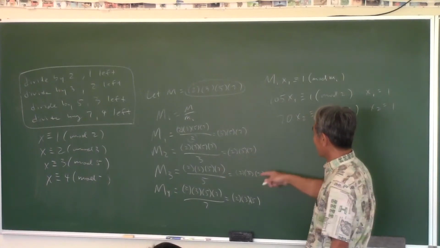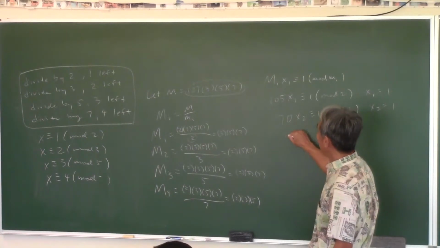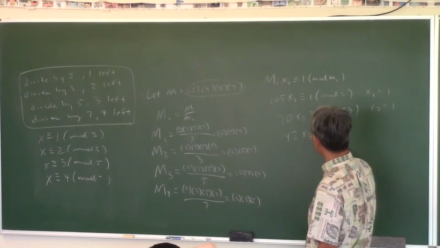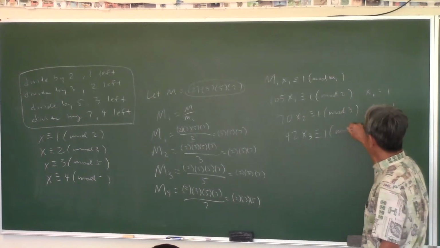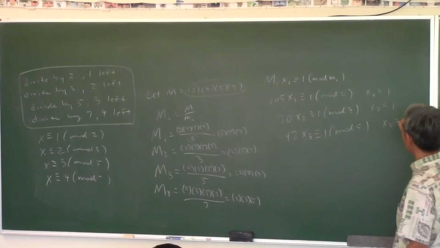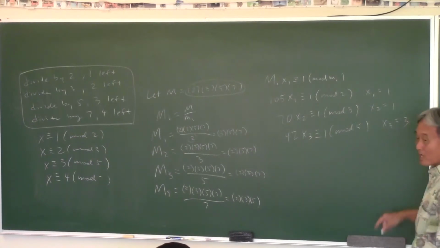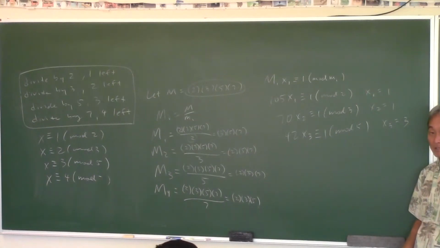M3 is 2 times 3 times 7, which is 42. It's congruent to 1 mod 5. So what could x sub 3 be? Can it be 1? No. 2? No. 3? Oh, very good, 3. Tran, you're a potential mathematician.